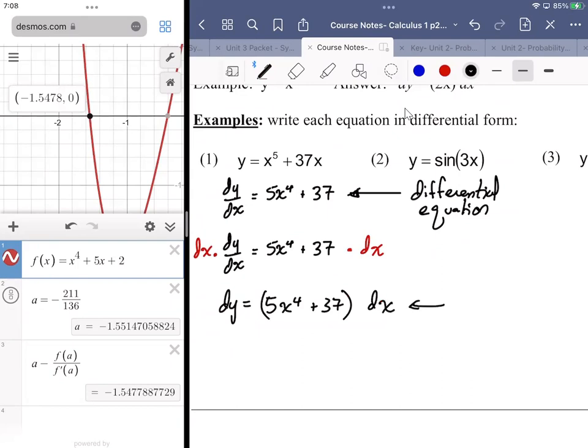I don't know how familiar people are with antiderivatives, but you will be in the next unit. But this is the building block, one of them anyway, of an antiderivative.